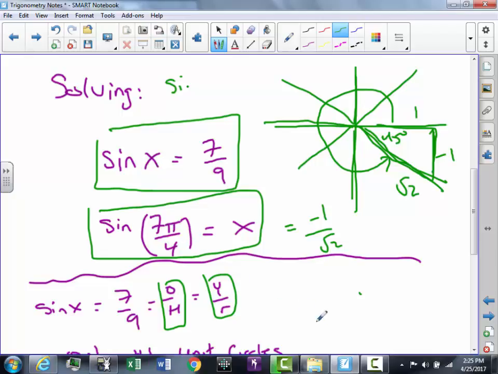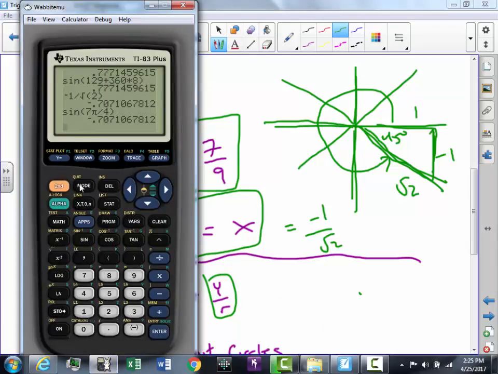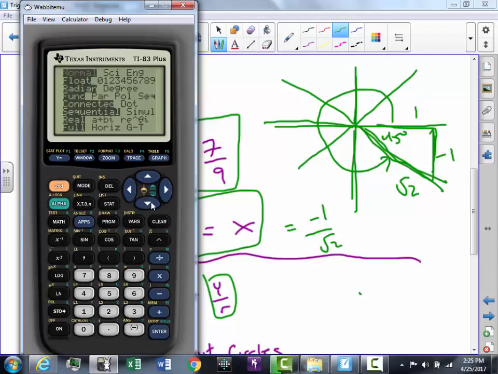And then I could actually also use this with the graphing calculator. I could go to my mode and put it in radians. And if I go to my window, rather than going to 360, I'm going to go to 2 pi. Why would I stop at 2 pi? It's also a full circle, right?